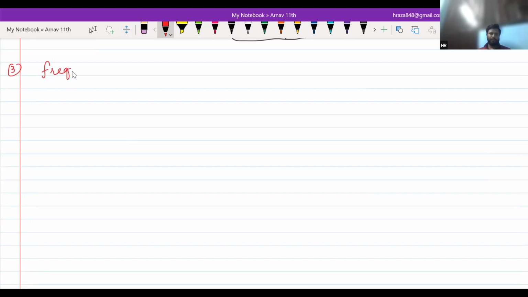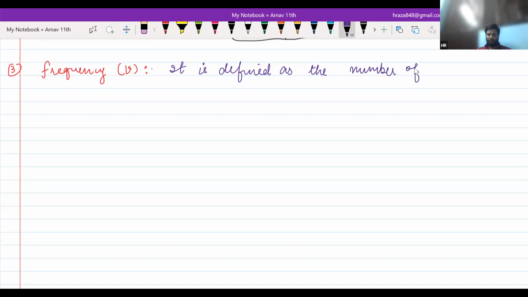Now the next term is frequency, that we denote with nu. I'm just going to define it. It is defined as the number of waves which pass through a point in 1 second. So this is the definition. Basically, we can say from a given point, the number of waves passing in 1 second is called frequency.